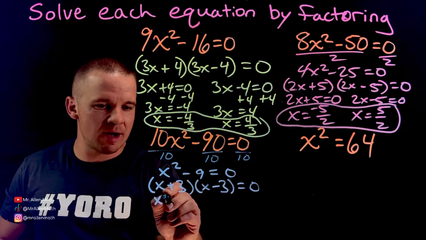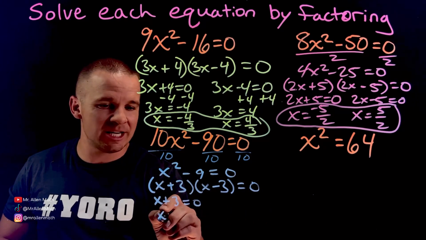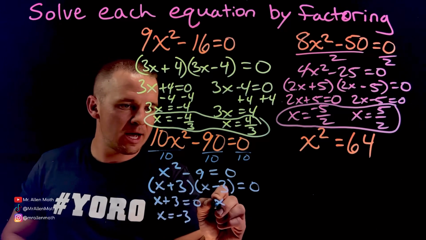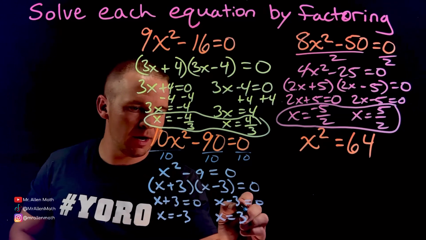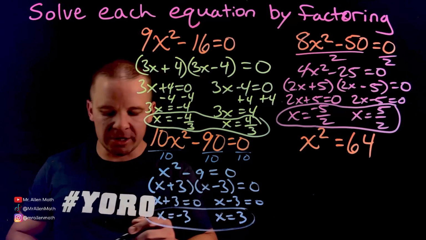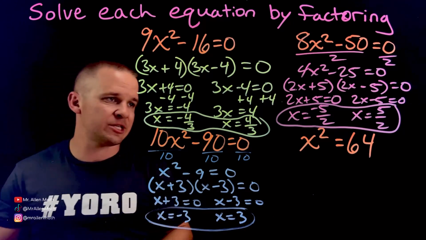So set these equal to 0. x plus 3 equals 0. I get x equals negative 3. x minus 3 equals 0. I get x equals positive 3. 2 solutions. Good to go. All right, last one here.